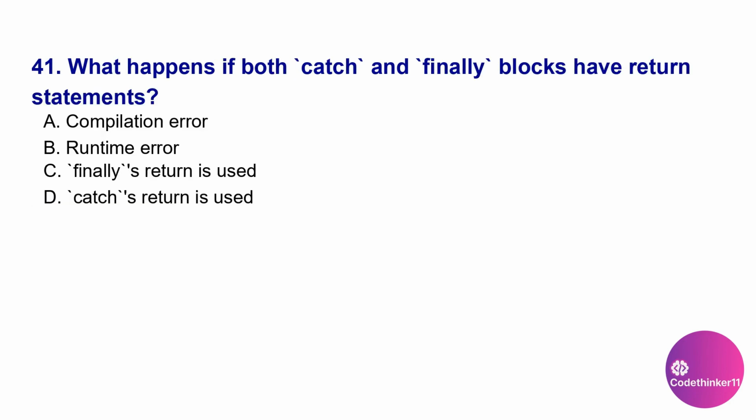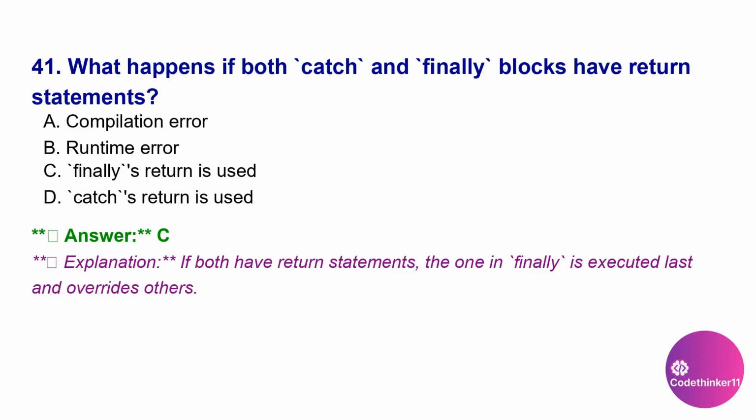Question 41. What happens if both catch and finally blocks have return statements? Option A. Compilation error. Option B. Runtime error. Option C. Finally's return is used. Option D. Catch's return is used. The correct answer is option C. Explanation. If both have return statements, the one in finally is executed last and overrides others.